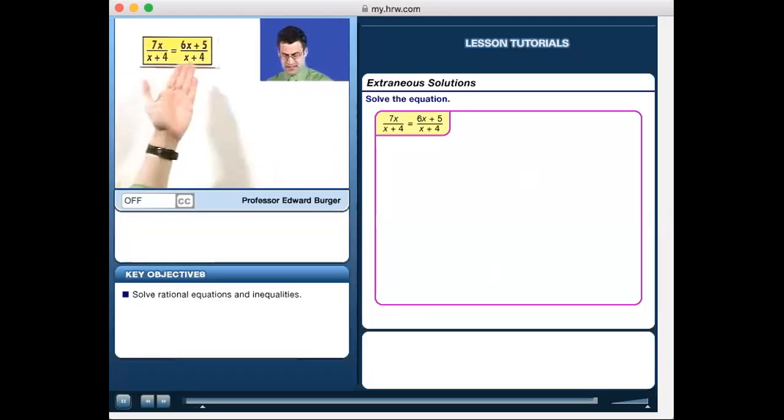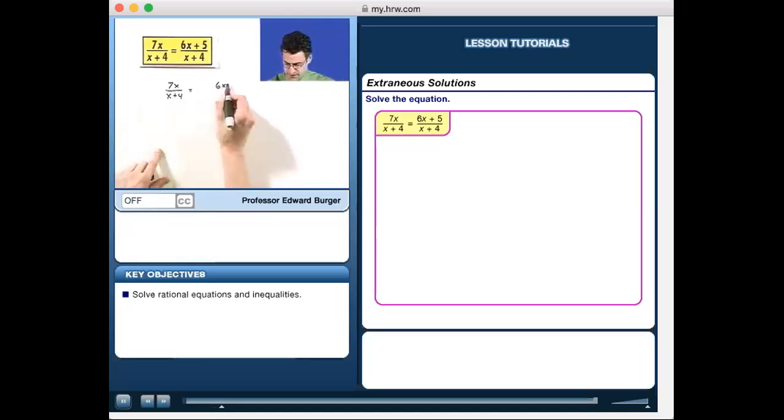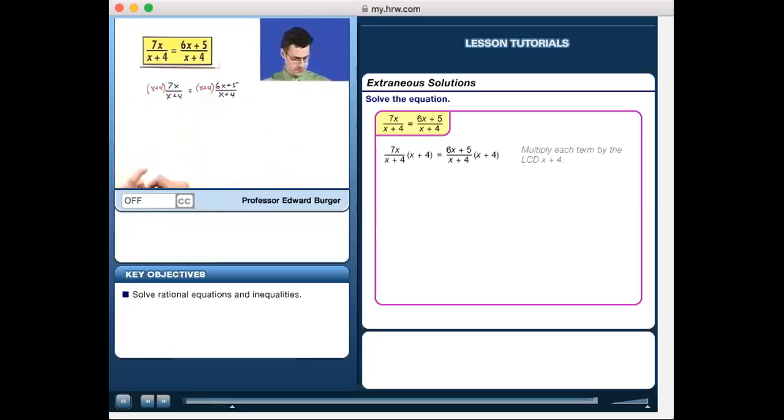Well, actually, I see we have the exact same denominator on both sides. So if I multiply both sides through by the quantity x plus 4, I'm going to see, in fact, that I can simplify both sides and actually have a denominator of just 1. So let's check it out together. I start off by taking 7x over x plus 4, which equals 6x plus 5 over x plus 4. And now I'm going to multiply both sides by the x plus 4.